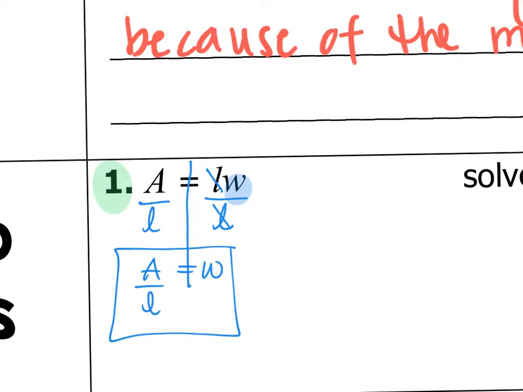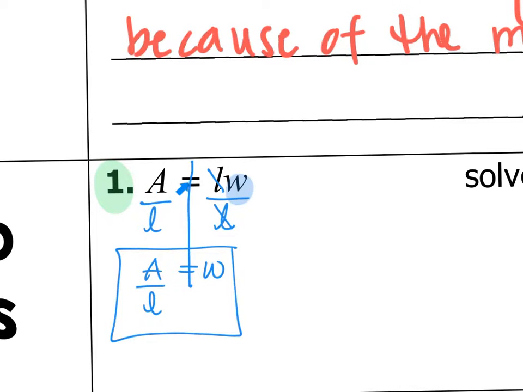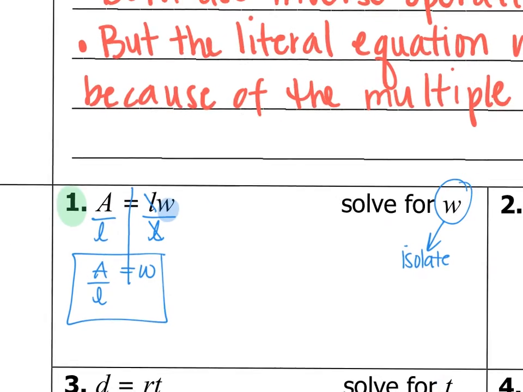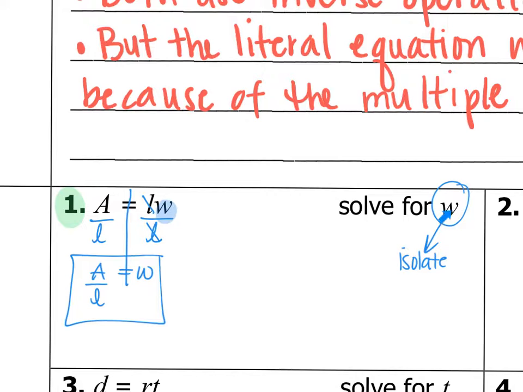So here we have area equals, or A equals, length times width, or L times W, and we're being asked to solve for W. So solving for W means isolate W. So instead of dividing by W on both sides, we're going to divide by L on both sides because we want to get W by itself. So we divide by L on both sides to give us that W is equal to A over L. And now we've solved for W.